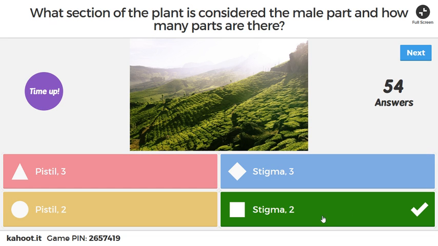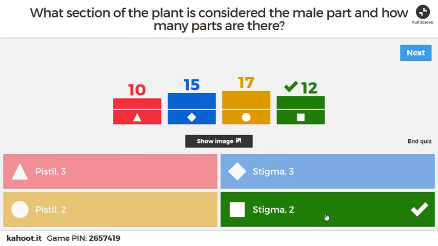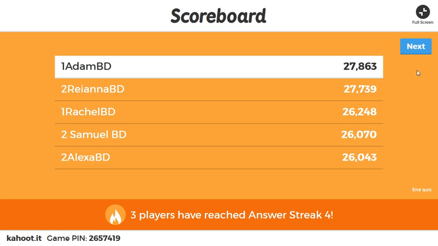Okay, that's going to be the stamen, and there are two parts, the anther and the filament. We see about 15 people picked stigma, 3 parts. The stigma part is right. The pistil, that is actually the female part, and there are 3 parts to the female reproductive part of the flower. All right, let's move on. We see Adam's still in the lead. Rihanna has made her way up, and so has Rachel, Sam, and Alexa. All right, let's keep moving on.